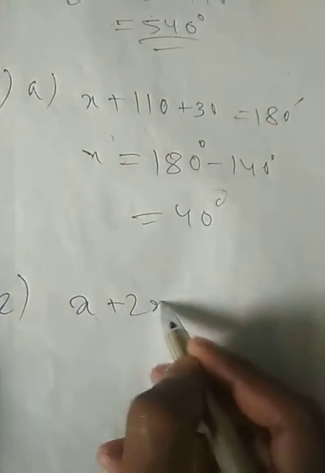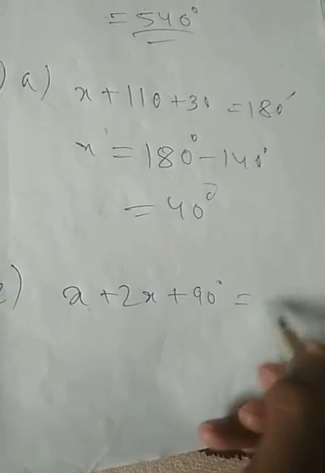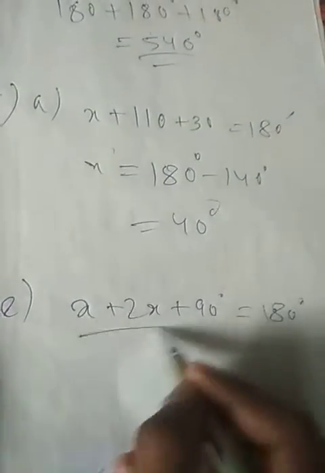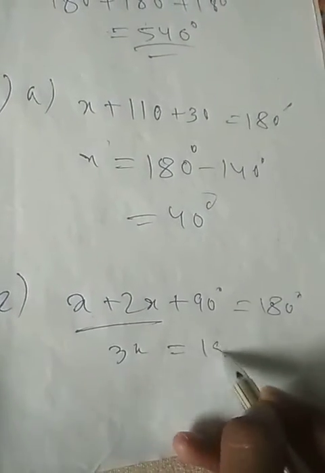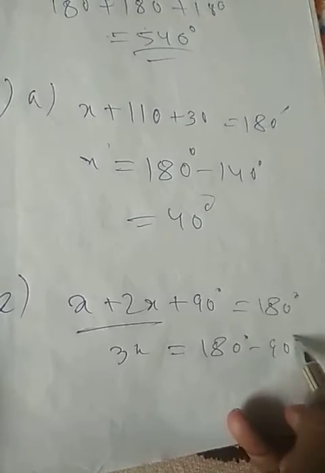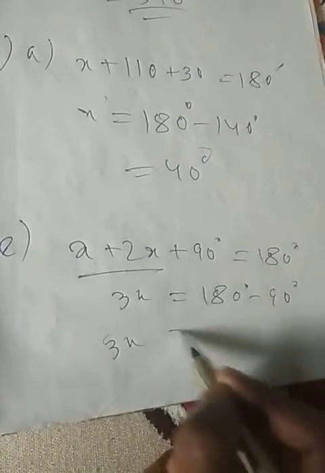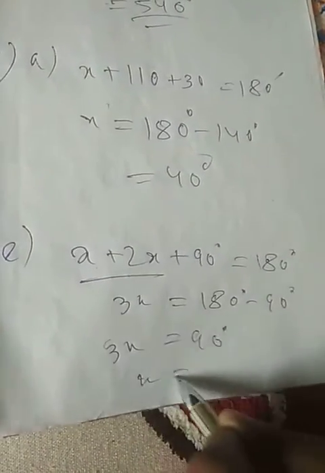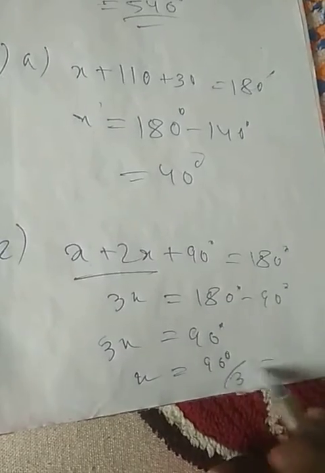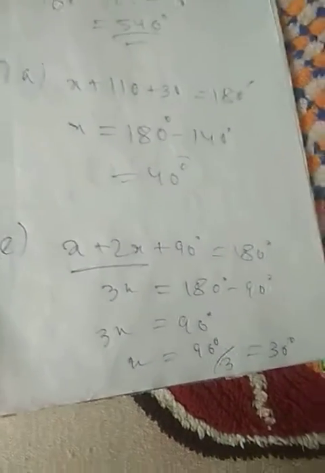This is a right angle triangle. So we got x plus 2x plus 90 is 180. x plus 2x is 3x equal to 180 minus 90. So it is 3x equal to 90. So we got x equal to 90 by 3 equal to 30. In this way you can solve the maths, whatever maths is there.